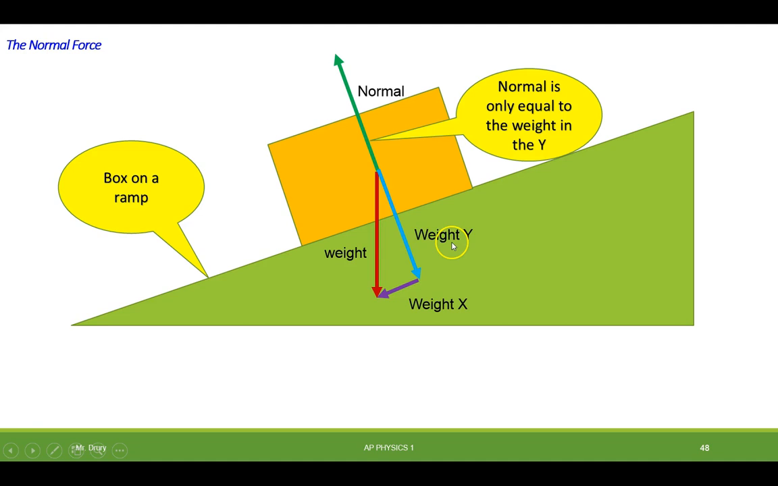Why isn't it sliding down the ramp then? If there's still a force that's unbalanced acting down the ramp, why isn't it sliding down the ramp? And hopefully you can guess that the reason is there's friction pushing back up the ramp, and we'll talk more about friction in the next lecture.